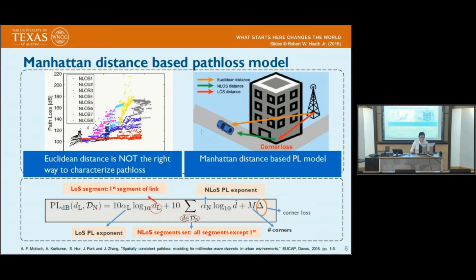To be specific, the pathloss model is calculated by adding up the pathloss on each individual segment of the propagation path. For example, the first part here is the pathloss on the line of sight segment, which is the first segment of the whole propagation path, like this red link. And this is a summation of the pathloss on all of the non-line of sight segments of the path. And this is also added by some extra corner losses whenever it is coupled into a new direction of the street.